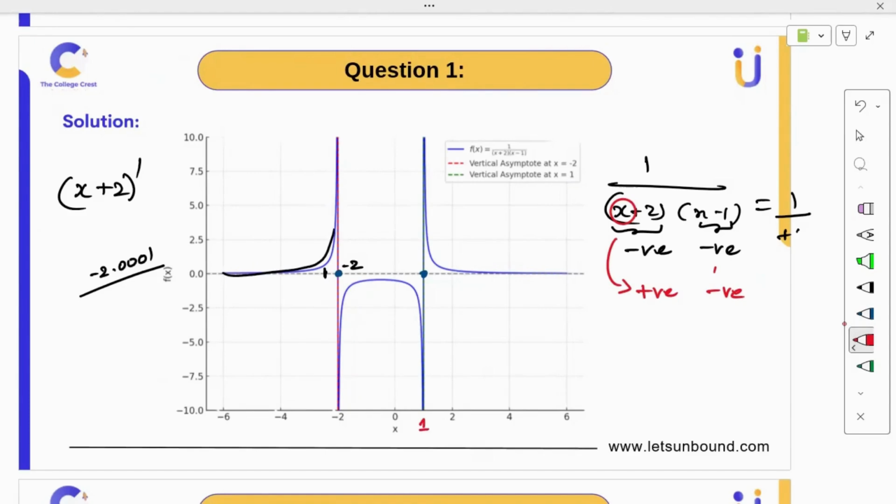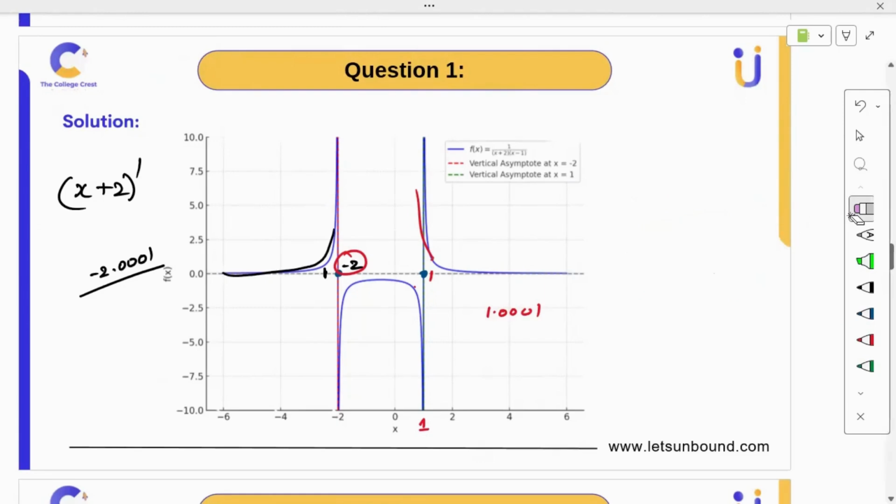You can do the same thing. When you put x is equal to 1.001, this will be positive, and this is also positive, so totally positive infinity. To the left, if you do, the x minus 1 factor will become negative and the x plus 2 factor will become positive. In that way, we can check which side it shoots up or drops down. Actually, this question is just for finding vertical asymptotes, and yes, analyzing the multiplicity will be very helpful here.